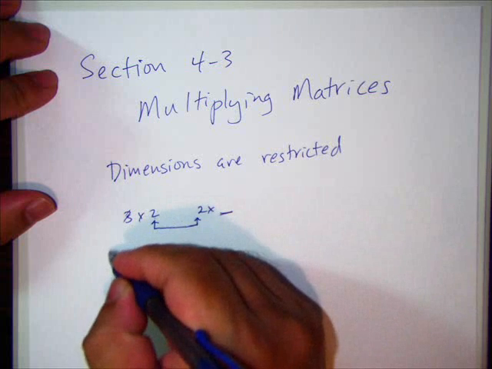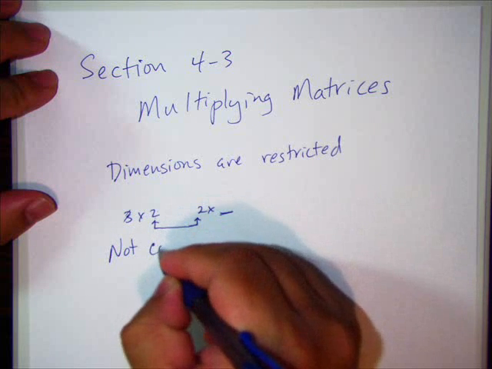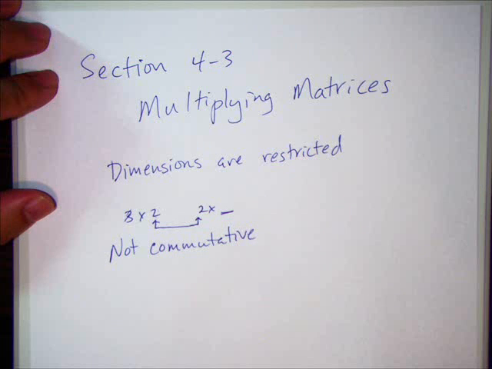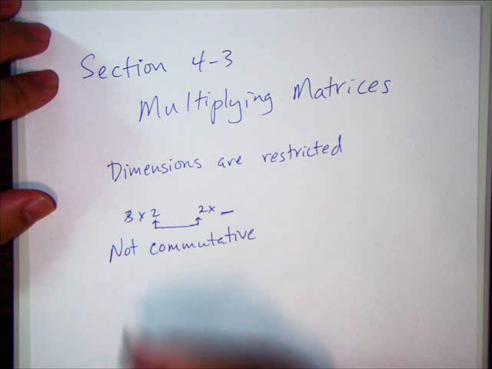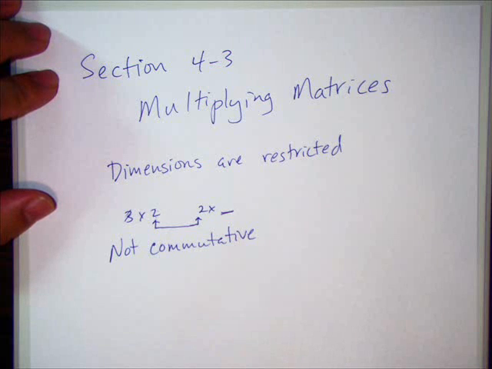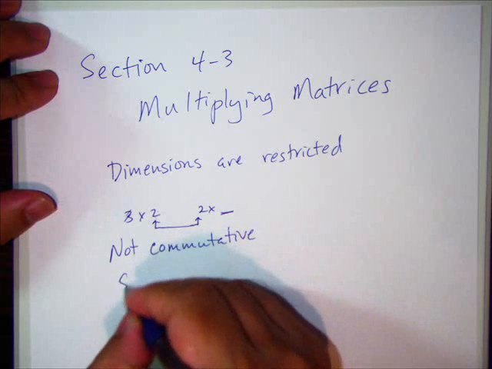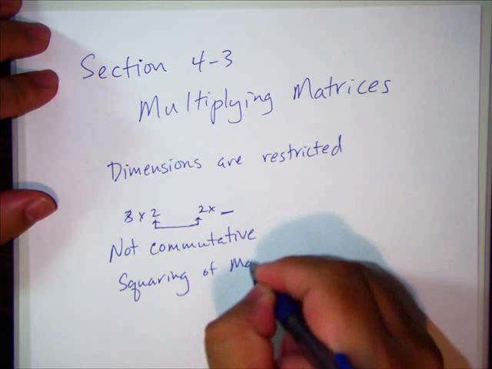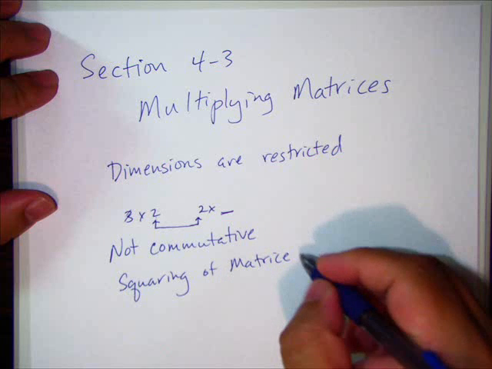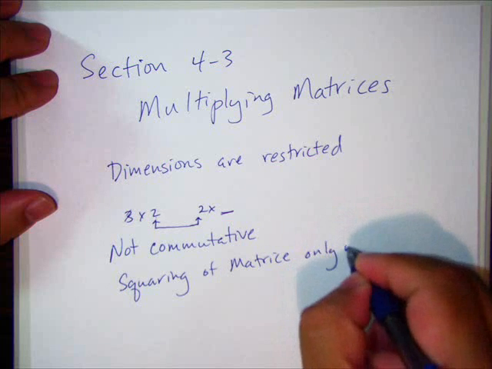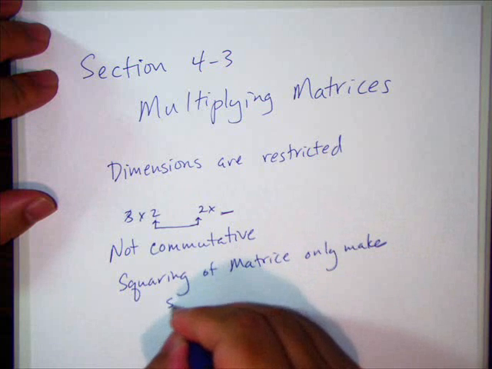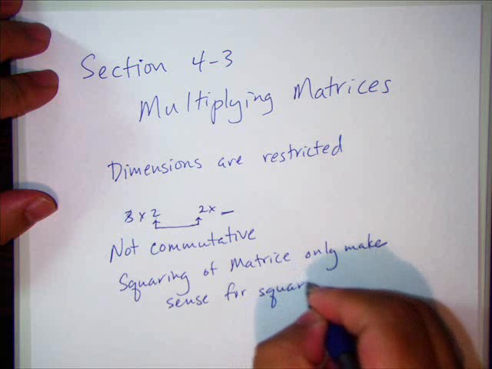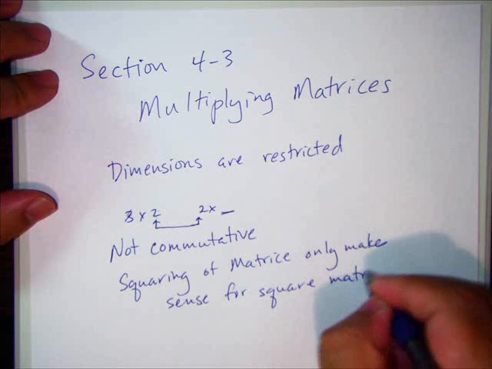All right. Multiplication of matrices is not commutative. And squaring of matrices, remember, squaring is multiplying something by itself, only makes sense with square matrices.